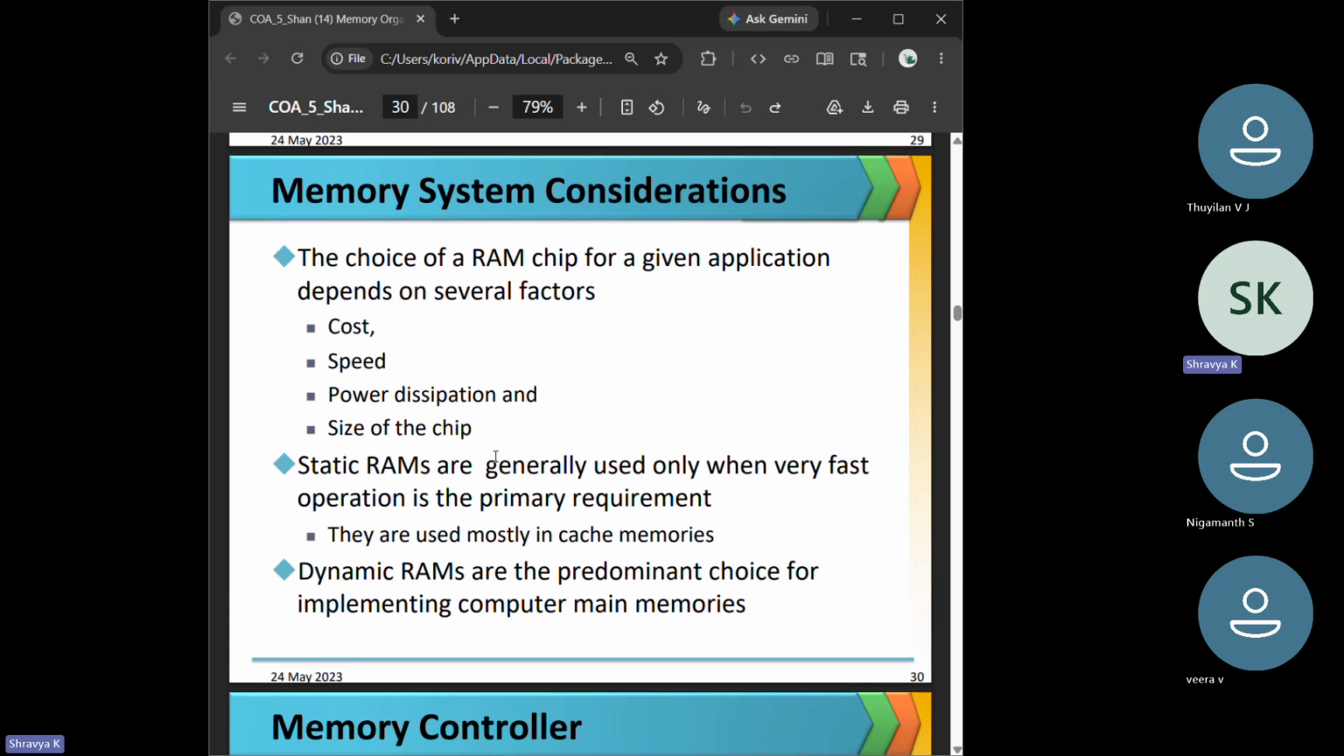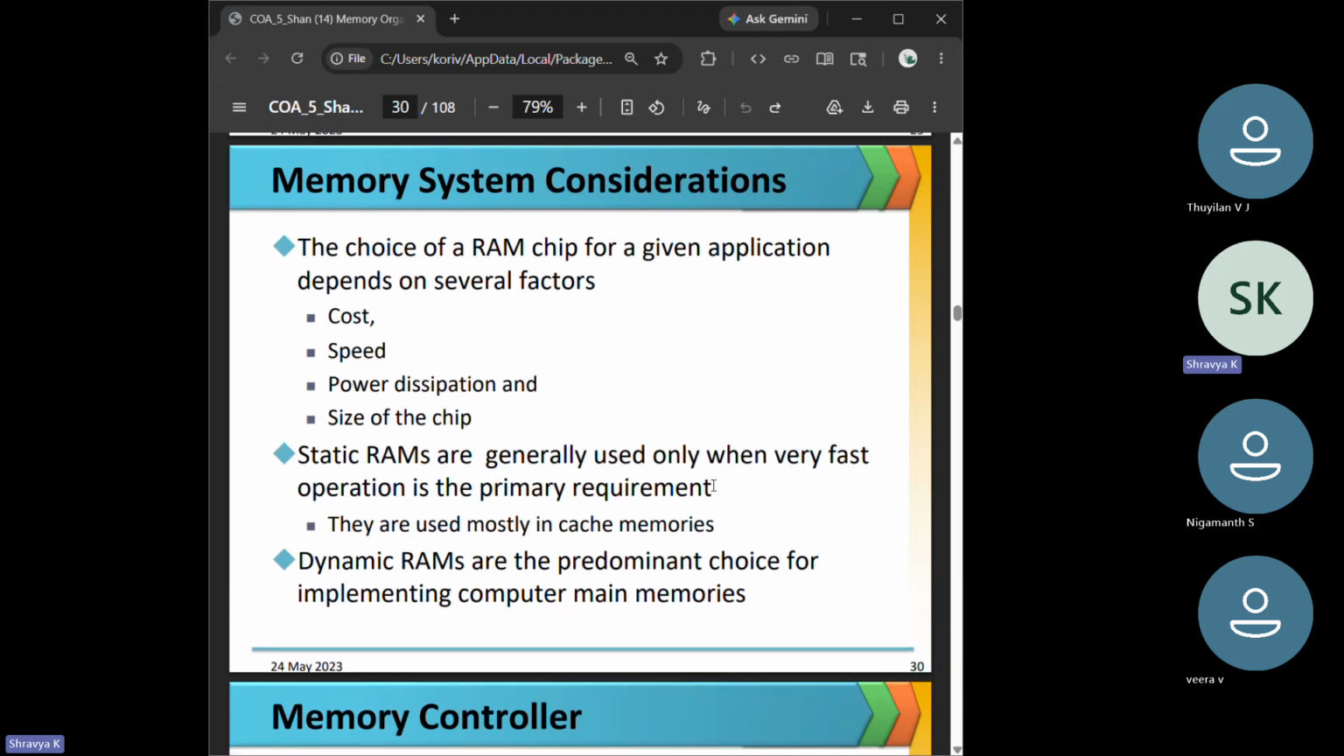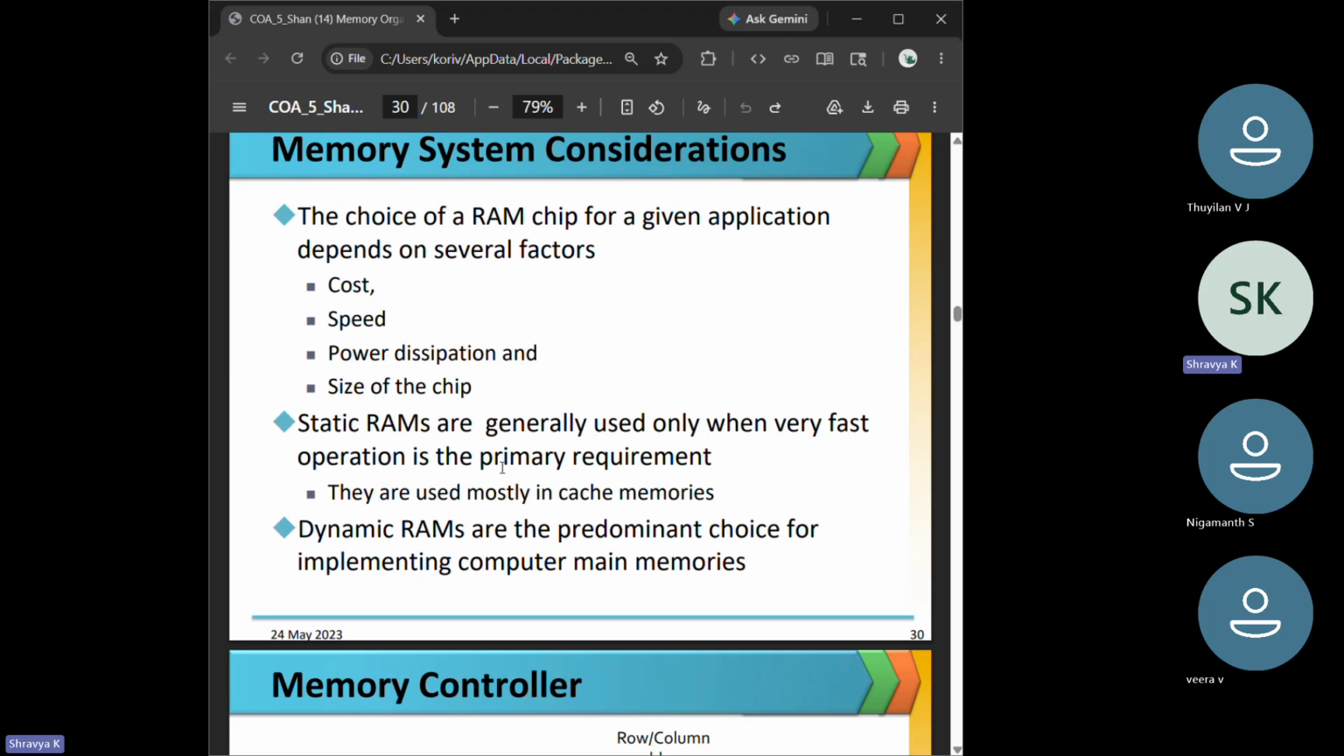Now static RAMs are generally used only when fast operation is required. If you think of where this is required, it's in the cache, right? The cache is supposed to be the fastest, and that is why we will be using static RAMs there. And the main memory, which can afford to be a little slower, will use DRAMs. As we know, the main memory will have a bigger size, so the cost becomes more important to manage there, and that is why we'll be using DRAMs in the main memory. That is something important to be noted.